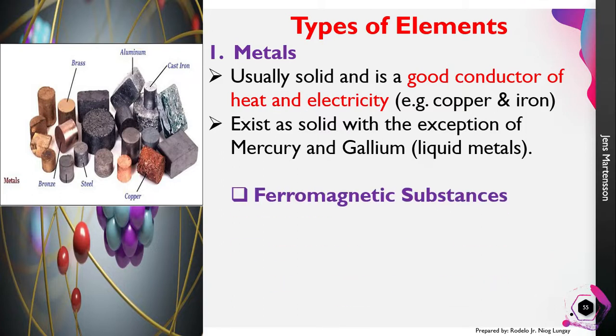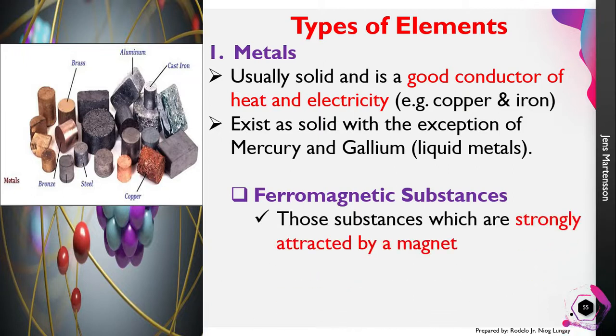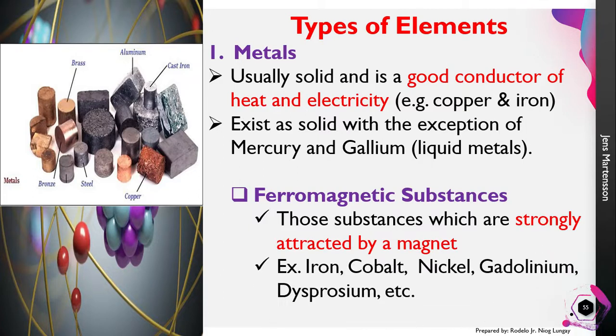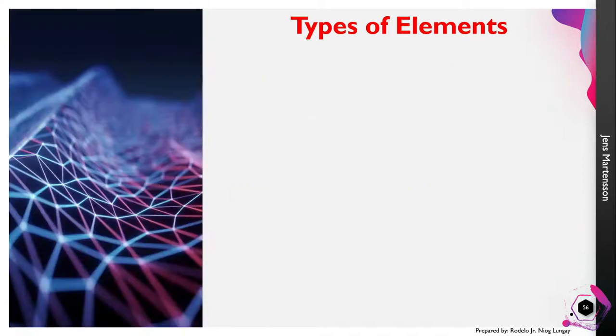So there are what we call ferromagnetic substances. These substances, or these metals, are strongly attracted by a magnet. Examples of ferromagnetic substances are iron, cobalt, nickel, gadolinium, and dysprosium. There are many more. Those that are not attracted to a magnet are not considered ferromagnetic substances.